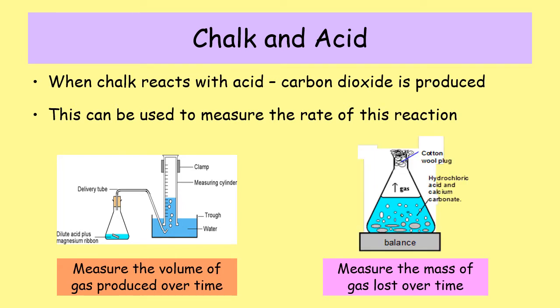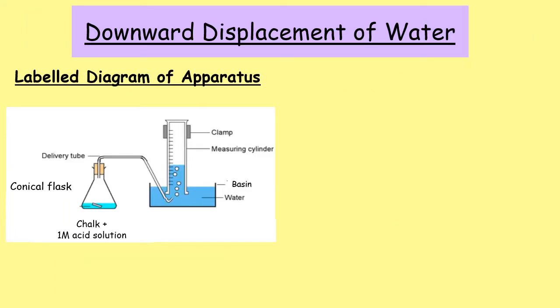Or we could measure how much mass is lost from the experiment over time. So we can either measure what is being formed or measure what is being lost. And we will look in detail at both of those experiments. So the first one we're going to look at, and the first method, is called downward displacement of water.